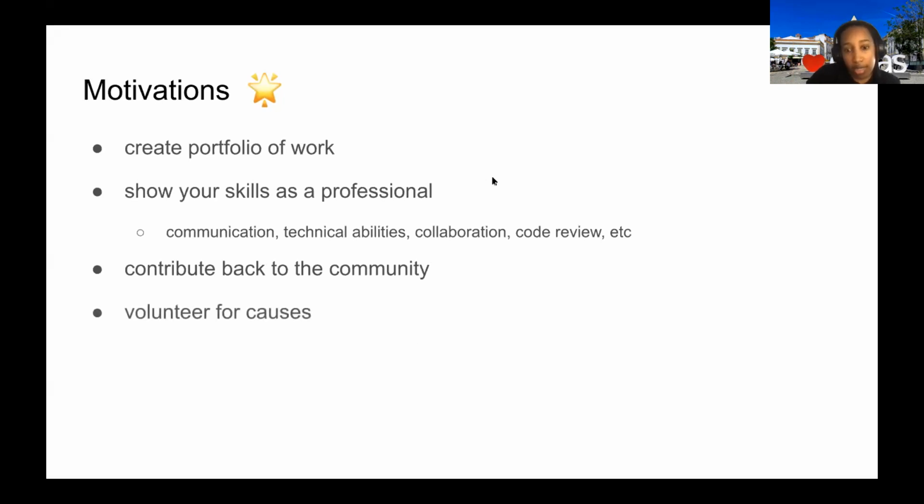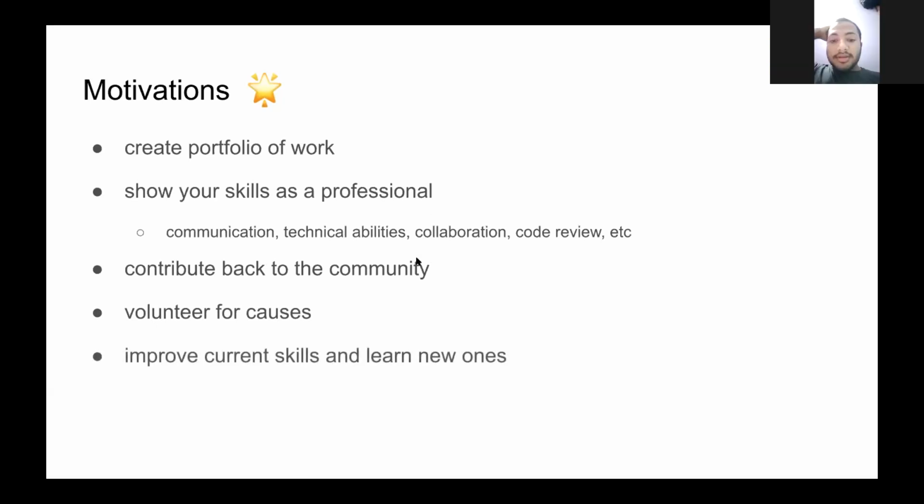You can volunteer for causes. So communities, like I mentioned before, Ruby for Good, or other communities like Open Food Facts, which is an app that lists food facts, and the data is crowdsourced. Excuse me, ma'am. Can you repeat that? Volunteer for causes, because I couldn't understand.